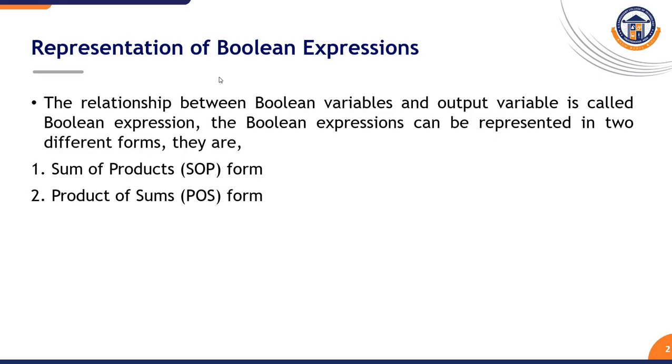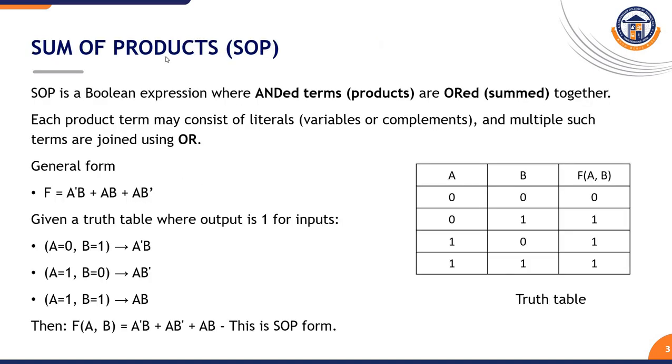So, representation of Boolean expressions. The relationship between Boolean variables and output variables is otherwise called a Boolean expression. Boolean expressions are represented by two forms, sum of product and product of sum. Sum of product is represented by SOP, where the product terms, that is AND terms, are ORed together, wherein each term will have the variables in true or complemented form.